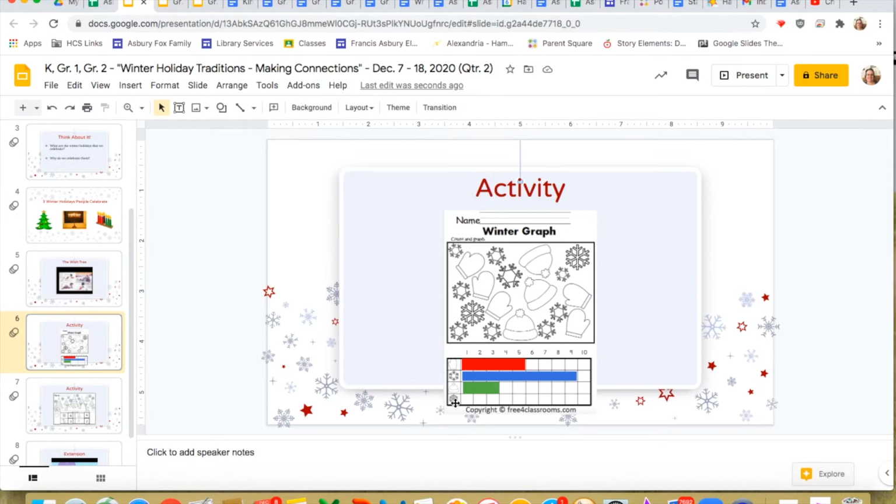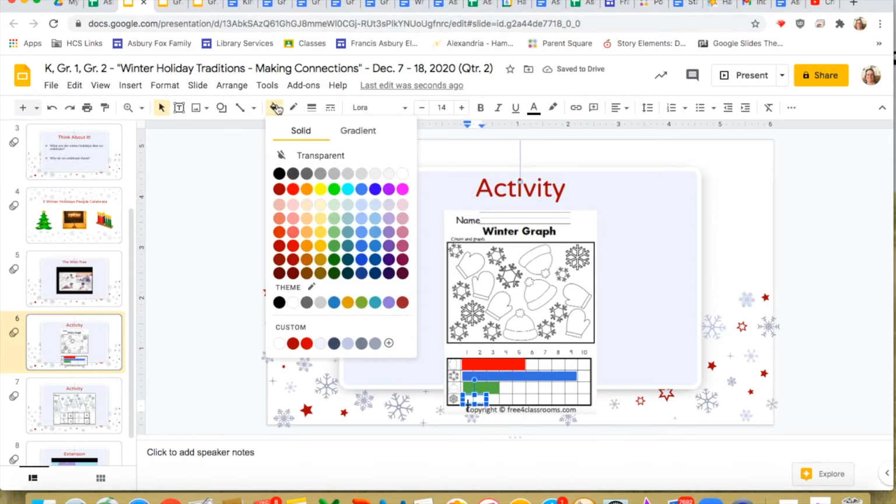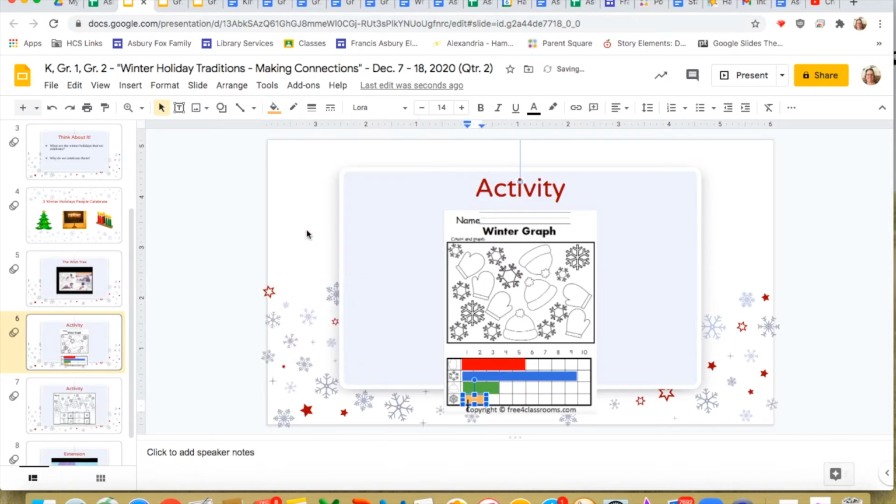Now let's count the other snowflake. We have 1, 2. That's it, just 2 of those snowflakes. So you're going to color in 1, 2 boxes. Whatever color you want, it's up to you. And then Miss T is going to fill in her 2 boxes. And I think I'll do it with kind of an orangey color.